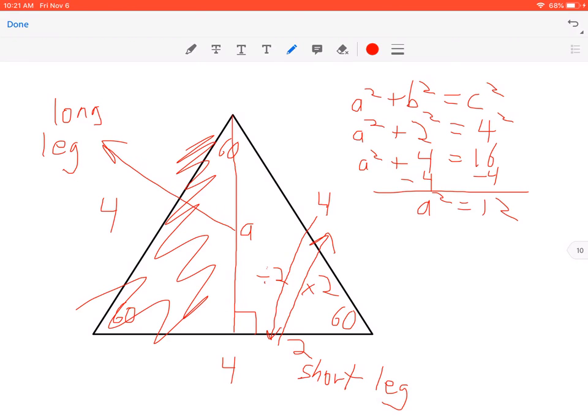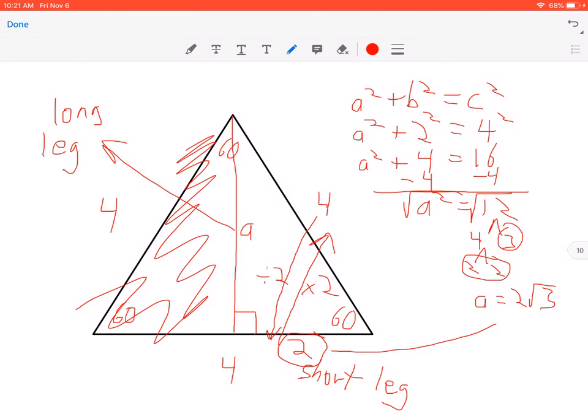How do you get rid of a square? You square root it. If you square root the left, you square root the right. But I'm looking for 2 numbers that when multiplied give me 12. I'm going to use 4 and 3. 3 is prime, circle it. Why do I like 4? I can get a pair of 2's. So what I have is the long leg is 2 times radical 3. Where did I see that 2? It was the same number right here.